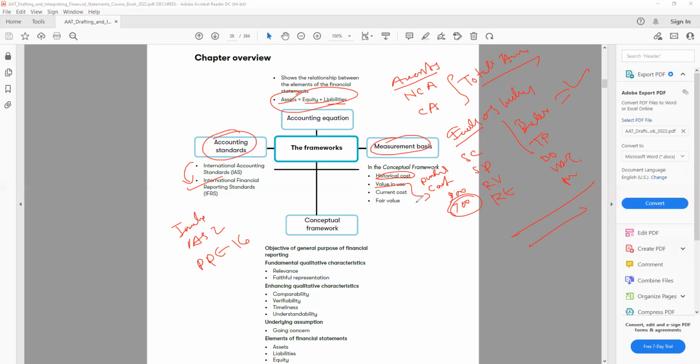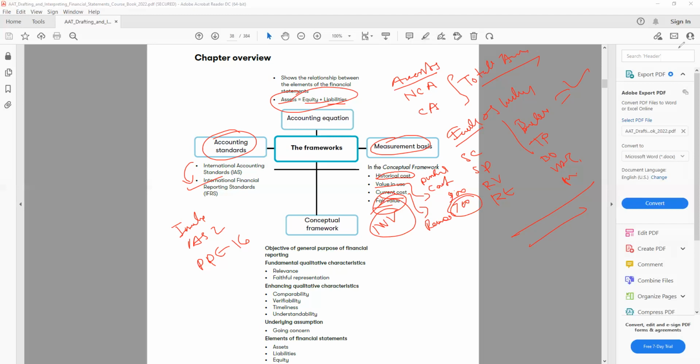Current cost is basically how much it costs currently if I would like to replace this asset. You can say current cost is basically the replacement cost, and fair value means the market value. Like if I would like to sell this asset, how much can I sell it for? That is the amount I'm going to recognize in the financial statement. So this is basically the measurement basis.